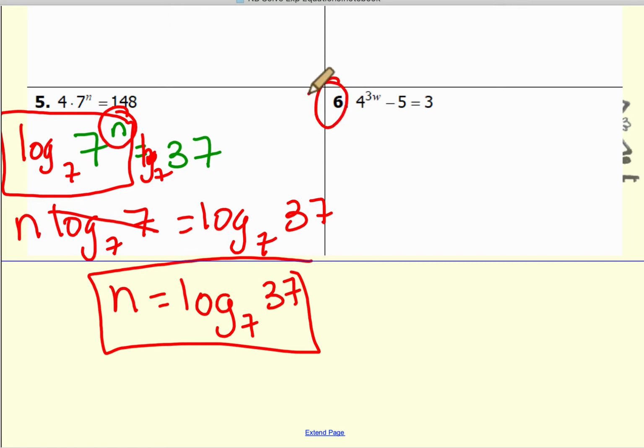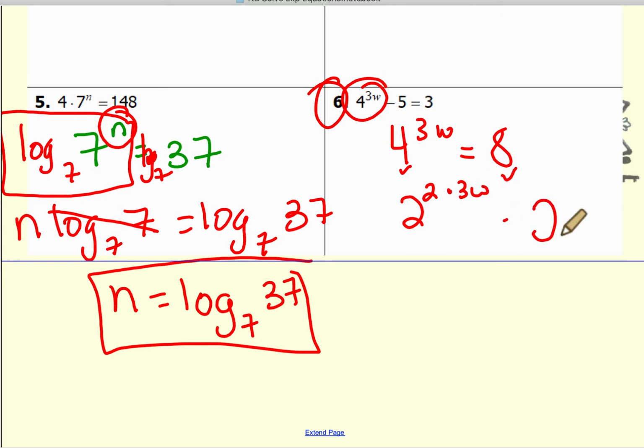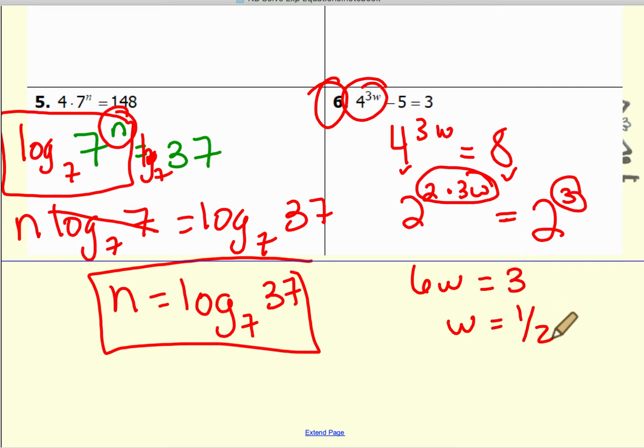Okay, now number 6. We may have to do the same thing, but look at what happens when we get it. When we isolate the variable here, I add 5 to both sides and I get 8, but it's possible to write 4 and 8 as a power of the same number. So I don't have to use logarithms on this one, because 2 squared is the same as 4, and I multiply the exponents. So that's going to be equal to 2 to the 3rd power. So 2 times 3w equals 3. So I get 6w equals 3, or w equals a half. And then, of course, don't forget, go back and check your answer.